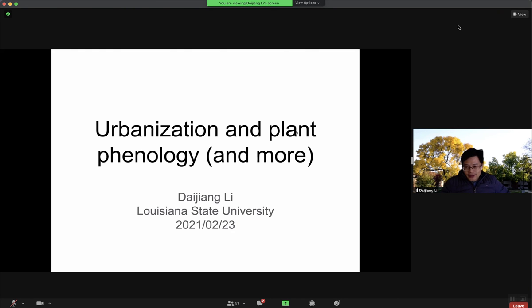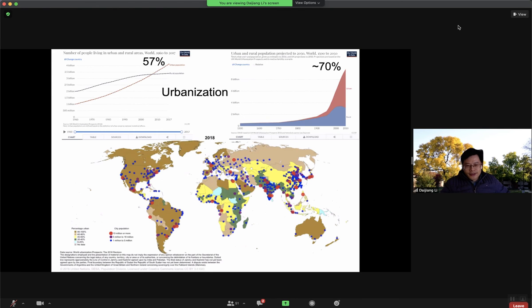So first, urbanization. Now around 57% of our human population live in urban areas, compared with just about 30% 70 years ago. And by 2050, we expect about 70% of the human population will live in an urban area. And here is a map of major cities, those with over 1 million people, in the big city distribution. So obviously urbanization is happening and it is accelerating across the world.